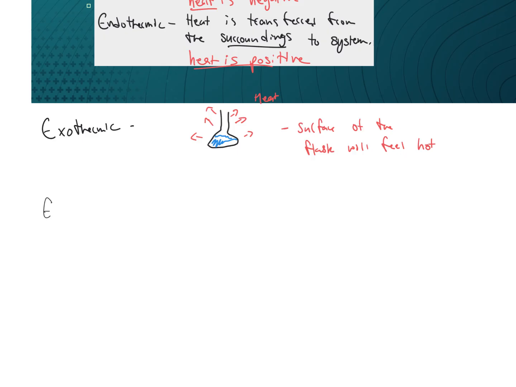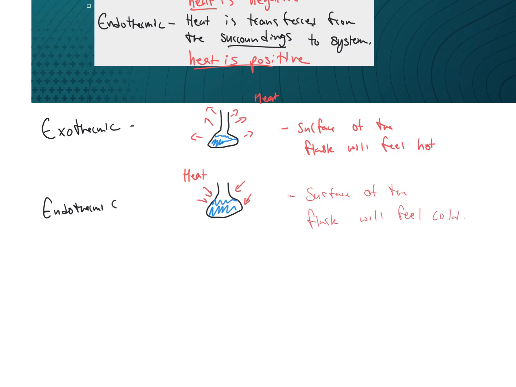In an endothermic reaction, if I have that same little flask, again, poorly drawn, what's happening now with my heat is that my system is gaining heat. Right? My system being the solution. The system is gaining heat, or heat is going into the system. So now the surface of the flask will feel cold.